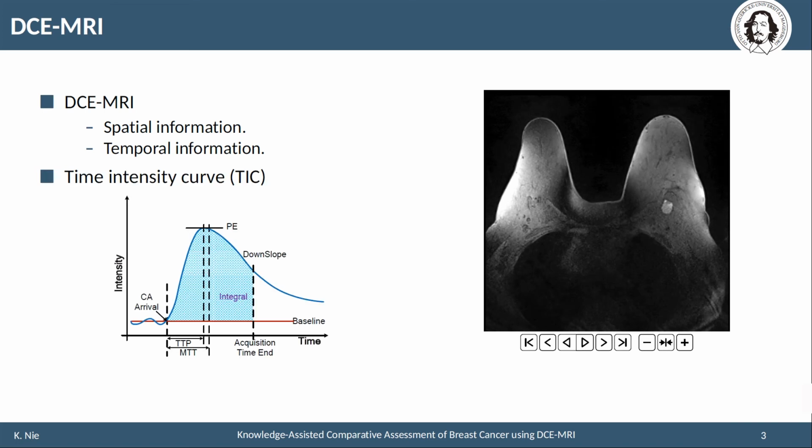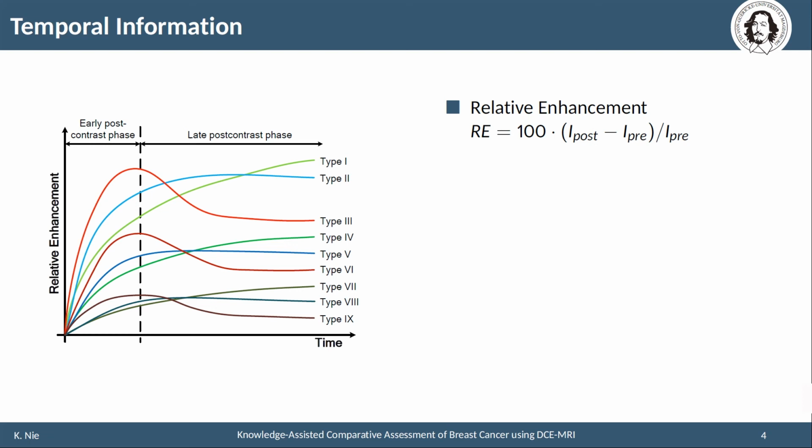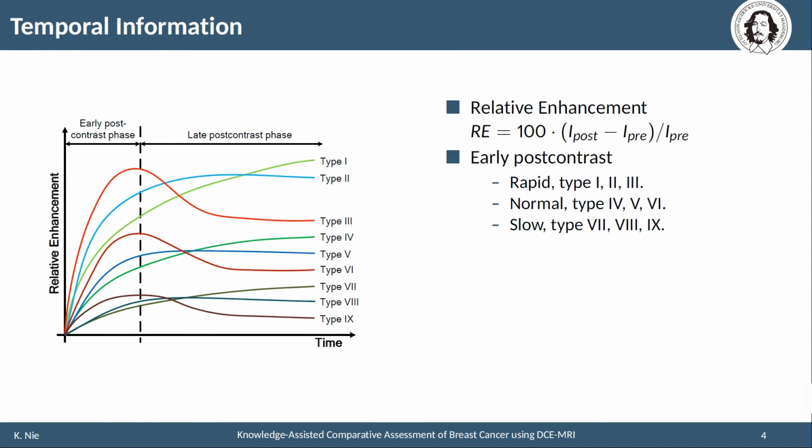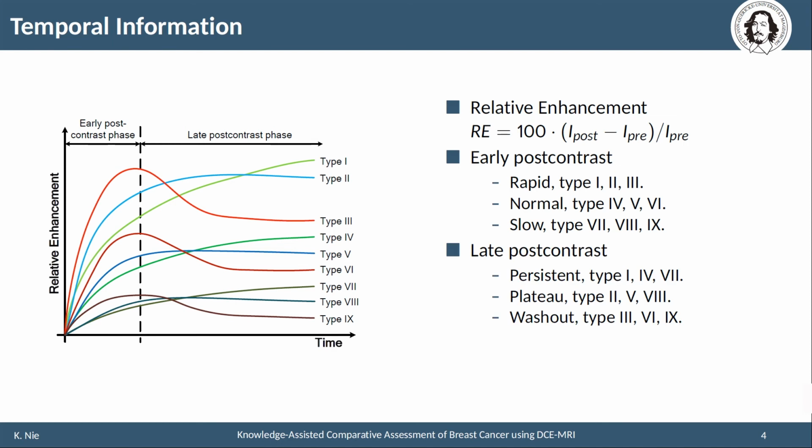The temporal information can directly be expressed as the intensity change of a lesion's voxel over time, which is referred to as a time intensity curve. Meanwhile, the signal intensity change percentage of a time intensity curve can be quantified by the relative enhancement, as this equation shows. There are three types at the early and late post-contrast phase respectively, for a total number of 9 types. Based on the time intensity curves and relative enhancement analysis, physicians can efficiently classify breast lesions or parts of the breast lesions as benign or malignant.